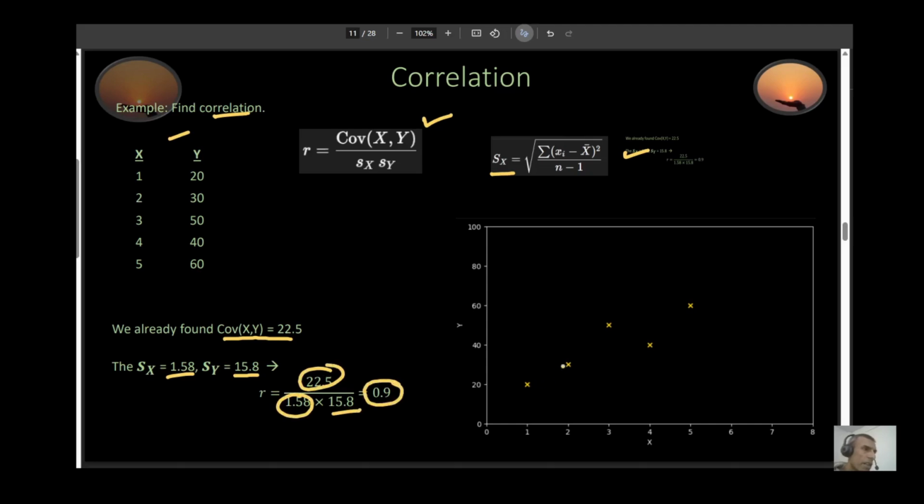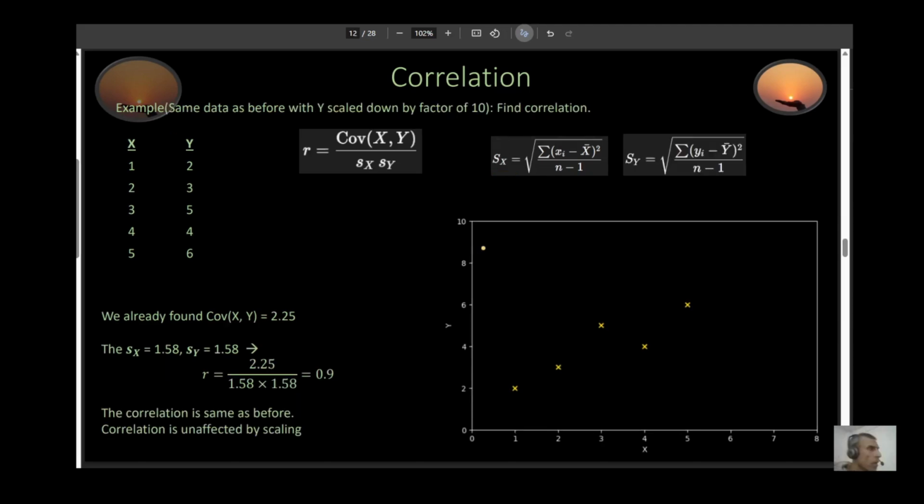And this is the diagram for this. You can see the image, how when x increases, your y is also increasing. So you can see there is a very strong linear relationship between x and y. Now this is the same problem as before, except now my y has been scaled down by a factor of 10. So these are my new values of y. And now you have to find the correlation.